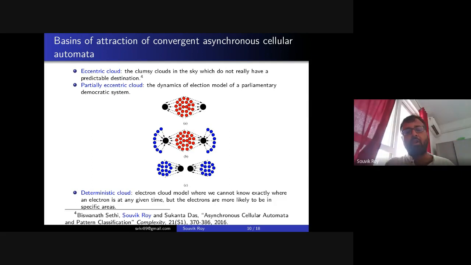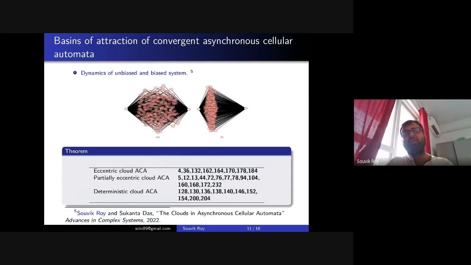So these are kind of attractors. So we have theorized the system, and also in the eccentric cloud system, we divided into 2 parts, biased and unbiased system, and we found that this unbiased system is good for the density classification problem. So we are exploring the inherent capability and getting some results for solving computational problems. We are not designing this CA, we are just exploring the rule space and getting some results.